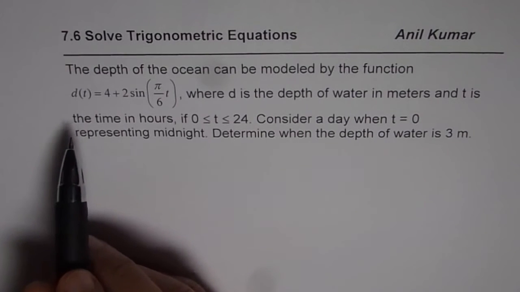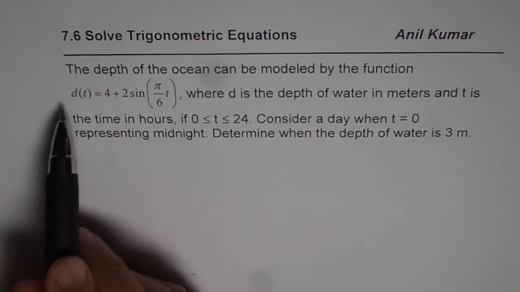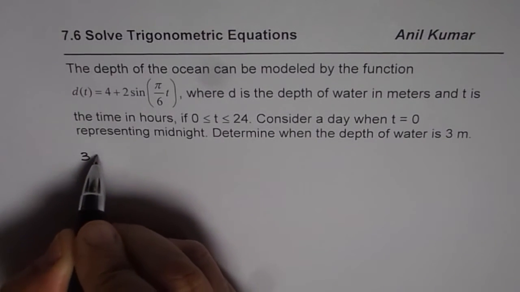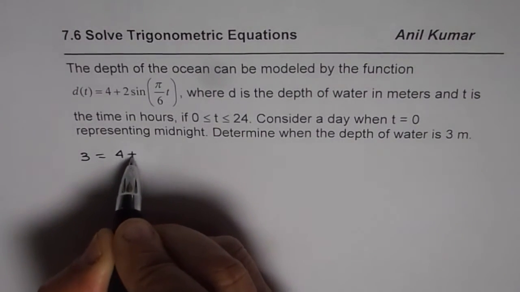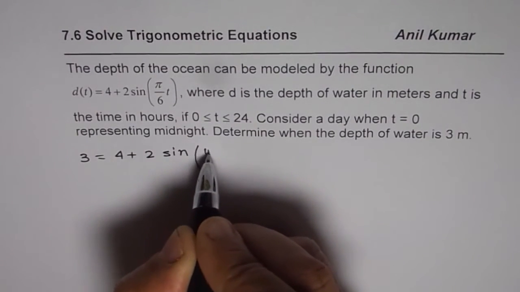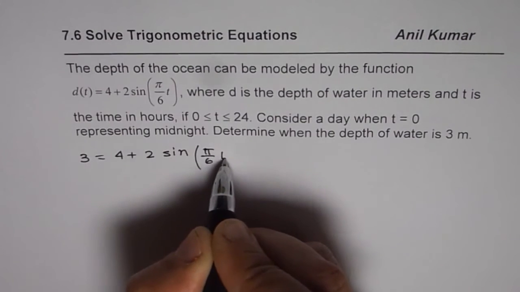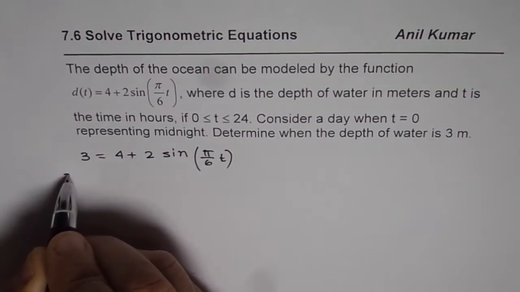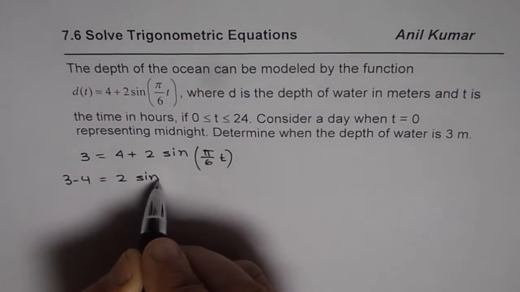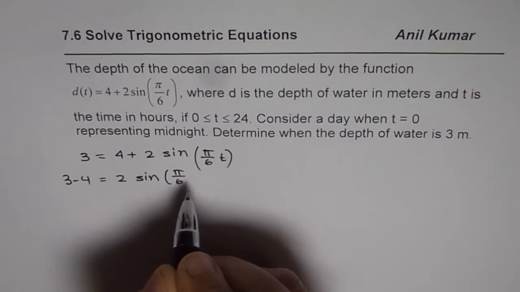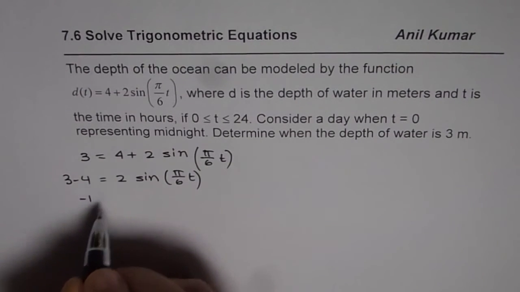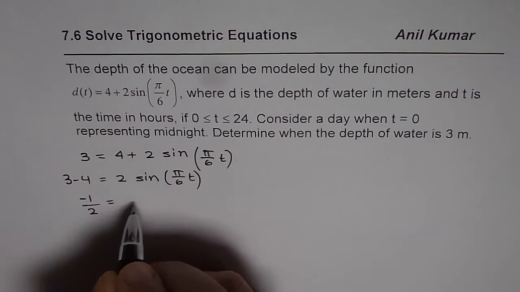So to solve this, we can substitute 3 for the depth and solve for t. So that is what we will do. We get 3 equals 4 plus 2 sine of pi by 6 t. Now to solve, we can do 3 minus 4 equals 2 sine of pi by 6 t. Then this is minus 1, so we get minus 1. We can divide by 2 now, and we get sine of pi by 6 t equals minus 1 by 2.